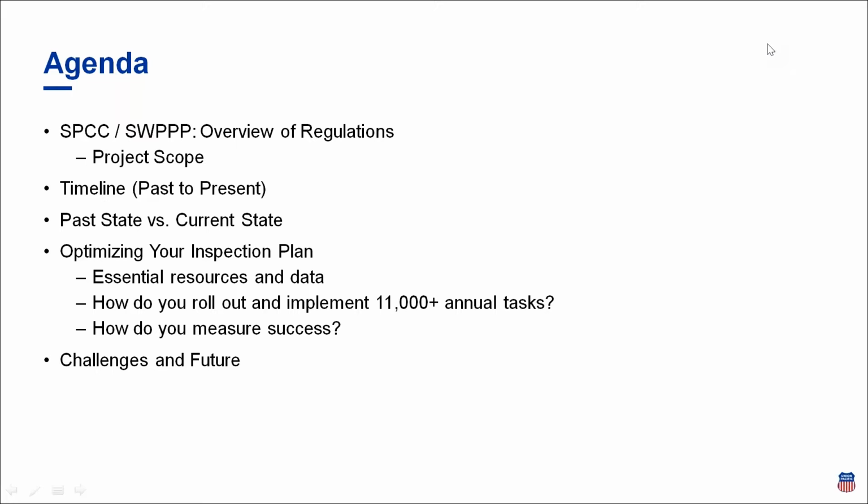And then we'll actually get into the optimizing your inspection plan portion of the presentation, which will include your essential resources and data. How do you roll out and implement greater than 11,000 annual tasks? And then how do you measure success? And then we'll close with some challenges that we faced and what we're looking forward to implementing in the future.